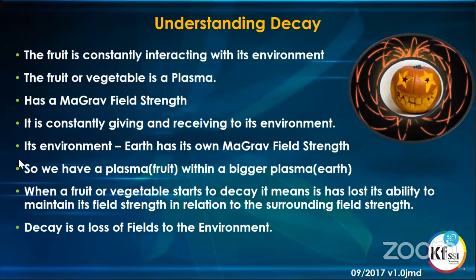So when a fruit or vegetable starts to decay, it means it has lost its ability to maintain its field strength in relation to the surrounding field strength. So decay, in simple words, is a loss of fields to the environment. What we were doing by adding the additional liquid plasma water of CO2 and CH3 is we were also changing the environment around the radish. The radish itself was changed, had a different environment. It had a higher MAGRAF field strength, so it was able to last so much longer in the same condition.